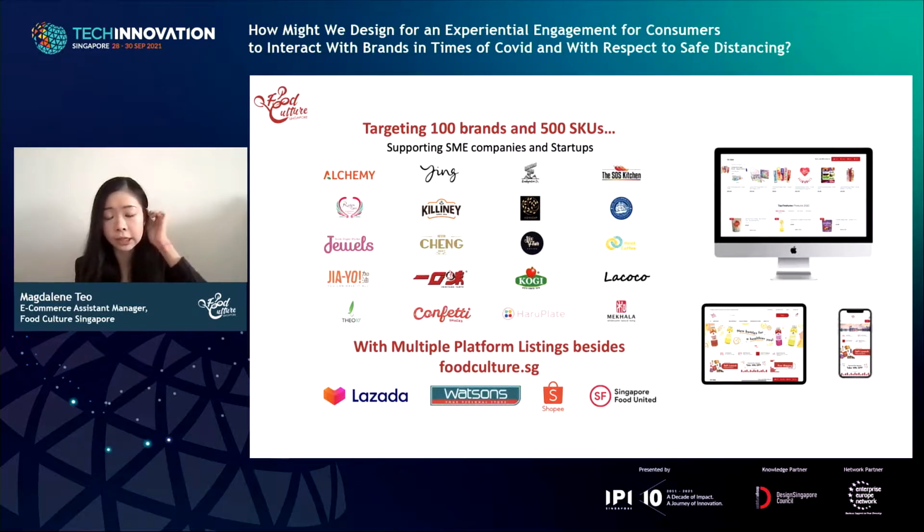We have a variety of brands on our platform, such as coffee, tea, beverages. We have sauces and jams, snacks, sweets and chocolates as well. So it's really a wide variety. Even personal care items like moisturizers, as well as medical supplies like surgical masks. We are also on multiple platform listings such as Lazada, Shopee, and Watsons.